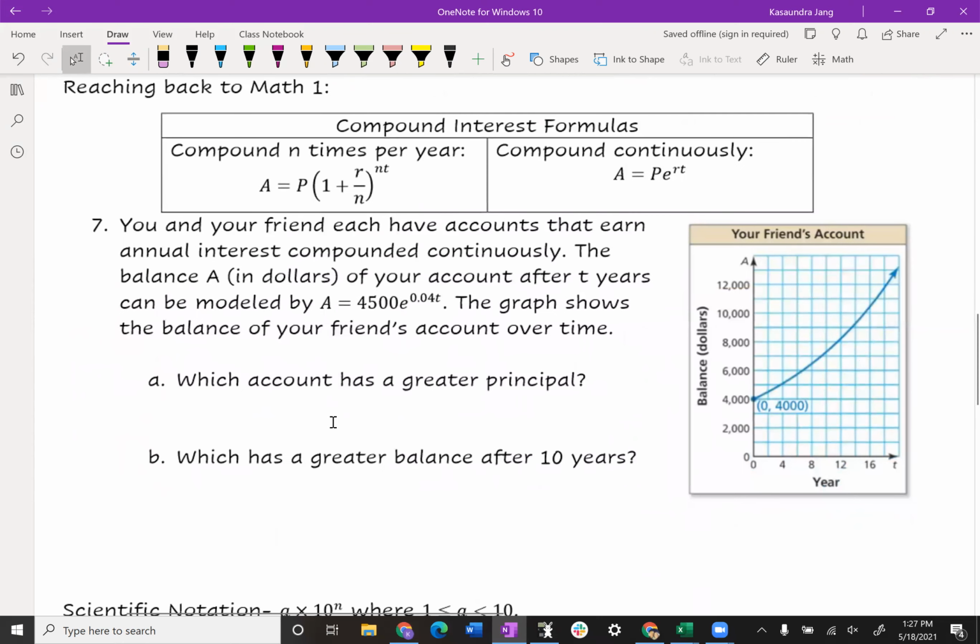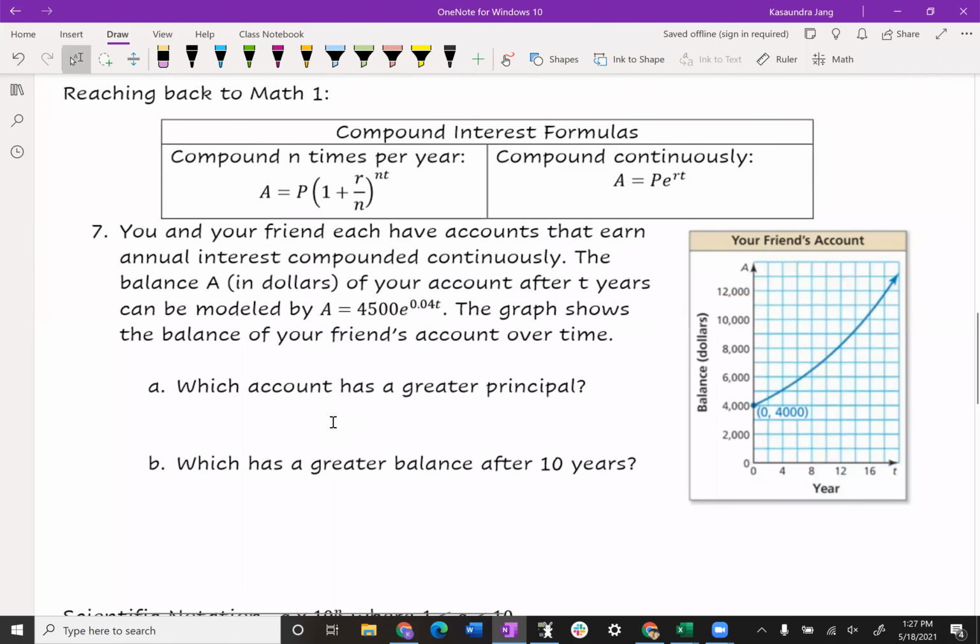All right, this is reaching back to math 1. So you've got compound interest formulas. If it's compounded n times per year, you've got the first formula. If it's compounded continuously, you've got the second formula. So it says you and your friend each have accounts that earn annual interest compounded continuously. The balance A in dollars of your account after t years can be modeled by this equation right here.